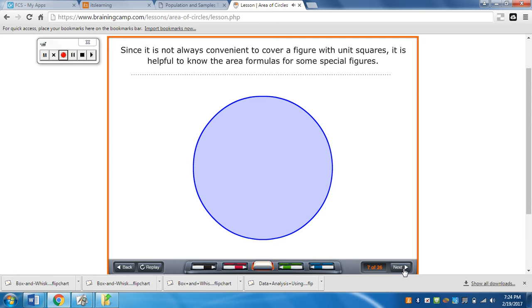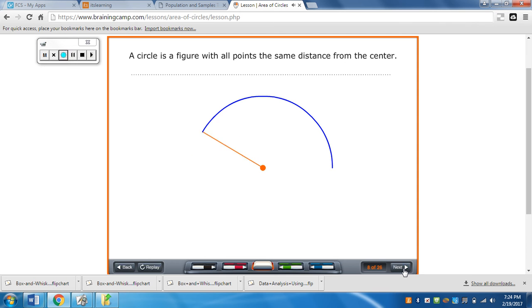Since it is not always convenient to cover a figure with unit squares, it is helpful to know the area formulas for some special figures. A circle is a figure with all points the same distance from the center.